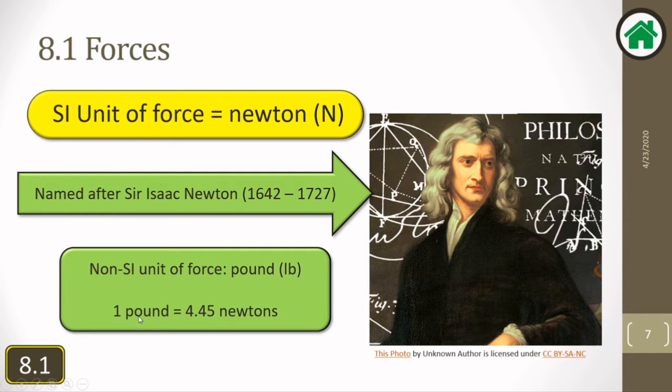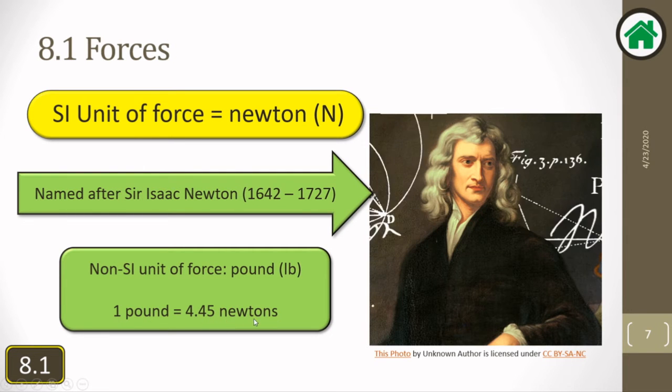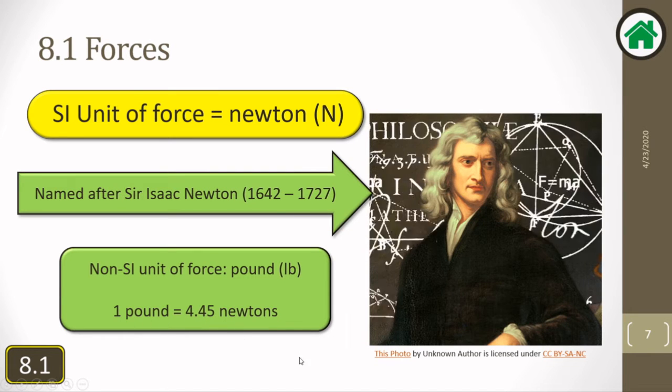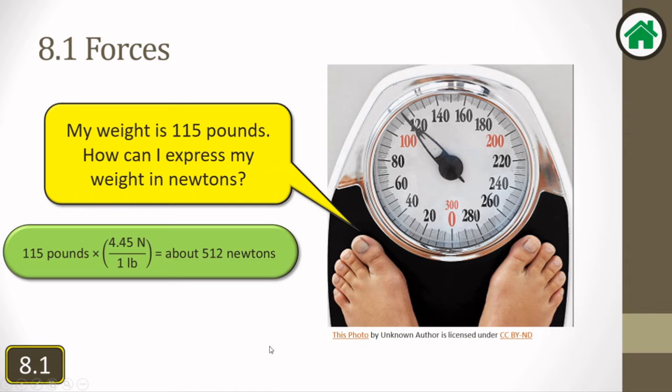So if you know your weight in pounds and you want to figure out your weight in newtons, take that number and multiply by 4.45. So for example, if you weigh 115 pounds and you want to know your weight in newtons, you would multiply 115 pounds by 4.45 newtons per pound, and the pounds will cancel out and leave only newtons. If you weigh 115 pounds, then your weight is roughly equal to 512 newtons.